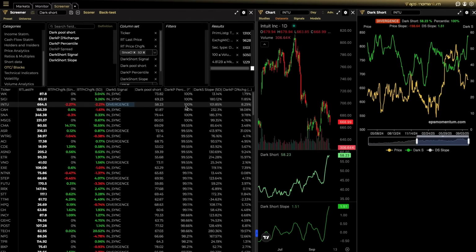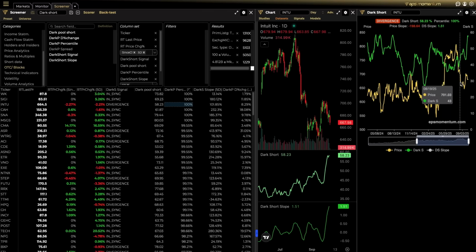Intuit Incorporated. Here, the dark short percentile is at 100%, meaning it's at the highest level compared to the past year. The current dark short volume is around 58.23%, while the price slope is negative at minus 198.64%. At the same time, the dark short slope is slightly positive, around 1.51%. That divergence between a rising dark short and a falling price can often signal a potential reversal.